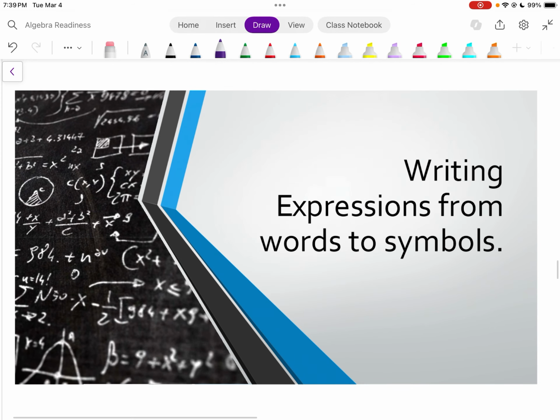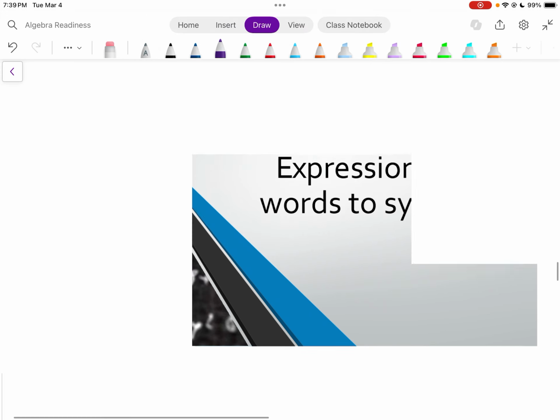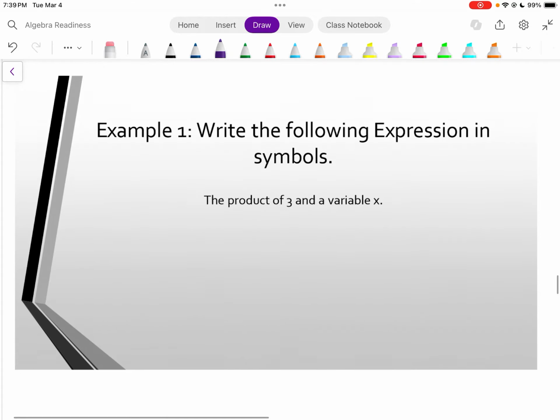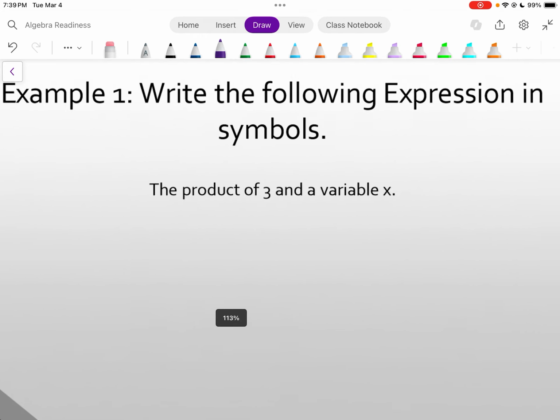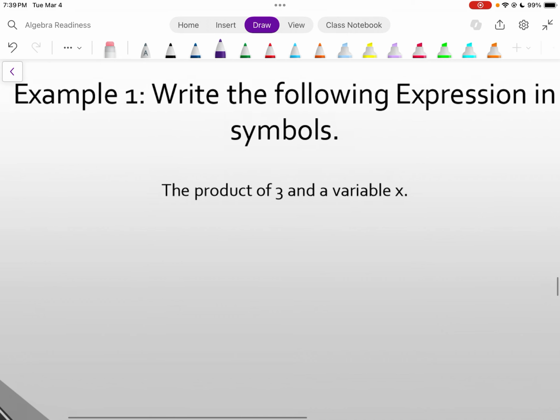All right, the second half of our day one lesson is we are going to practice writing expressions from words to symbols. So for example 1, and again, make sure you are following along in your note packet, filling in these examples so you can reference them later on. The first one, we are going to write the following expression in symbols. And today we're going to focus on quotient, product, sum, and difference. And then we will slowly add in some additional words that mean adding, subtracting, multiplying, and dividing.